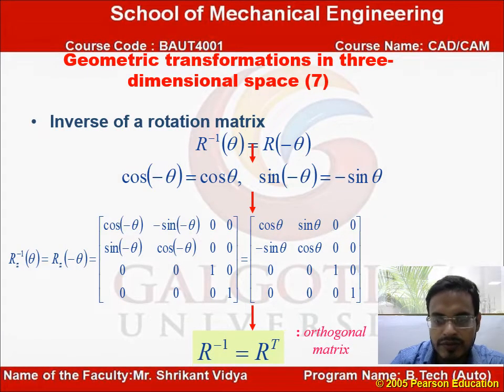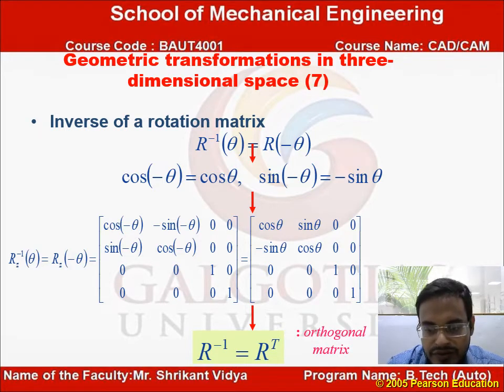So the inverse of the rotation matrix is R^-1(θ) = R(-θ), where cos(-θ) = cos θ and sin(-θ) = -sin θ. So Rz^-1(θ) = Rz(-θ) = [cos(-θ) -sin(-θ) 0 0; sin(-θ) cos(-θ) 0 0; 0 0 1 0; 0 0 0 1]. So this will be [cos θ sin θ 0 0; -sin θ cos θ 0 0; 0 0 1 0; 0 0 0 1]. So in a nutshell, we consider an orthogonal matrix, R inverse equals R transpose.